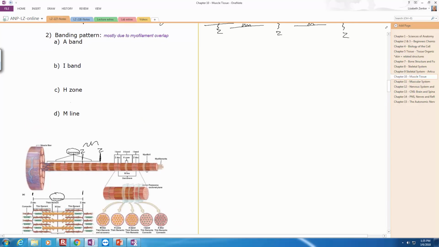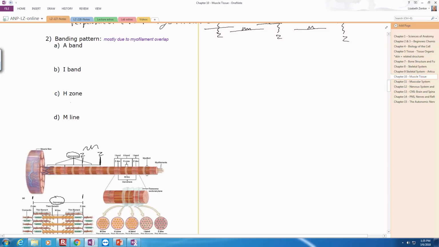Okay. So let's talk about what this banding pattern is. It says it's mostly due to myofilament overlap. So we use this to describe our picture, to describe the banding pattern. So the A band is a dark band. And you can remember A and dark because dark has the letter A in it.